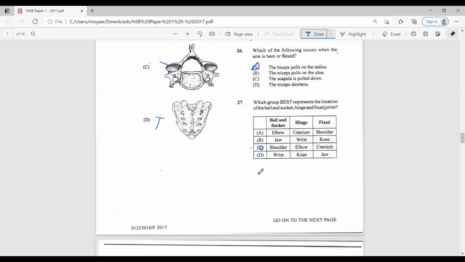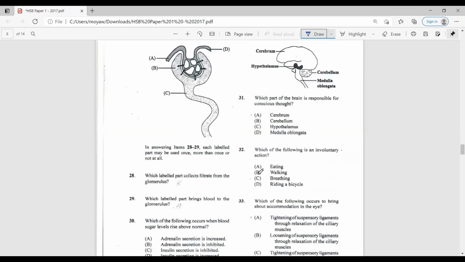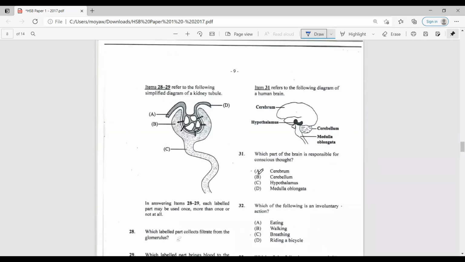So now we know the answer. We know some extra joints. We know examples. So we should have been good. We're moving on to questions 28, 29, and 30. Items 28 to 29 refer to the following simplified diagram of a kidney tubule. It's a really simple diagram of a kidney tubule. In answering questions 28 to 29, each labeled part may be used once, more than once, or not at all.